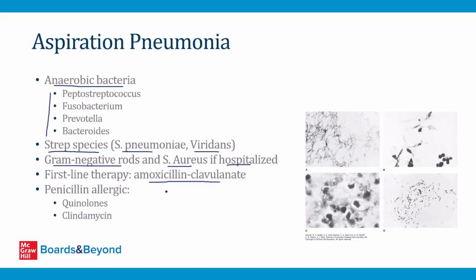Now, if patients are allergic to penicillin and they can't take amoxicillin, then there are a couple of backup options. One of those are certain quinolones, like moxifloxacin is often used. And then clindamycin is a drug that used to be commonly used for aspiration pneumonia. Now it's become a second-line agent because it carries a high risk of C. difficile infection, but it's still used sometimes in patients who have a pen allergy and who have aspiration pneumonia.